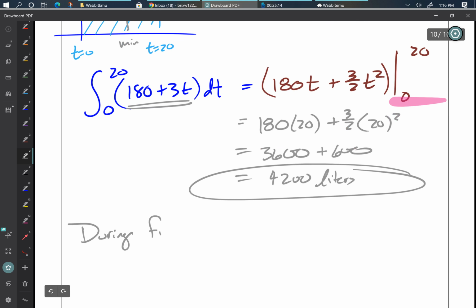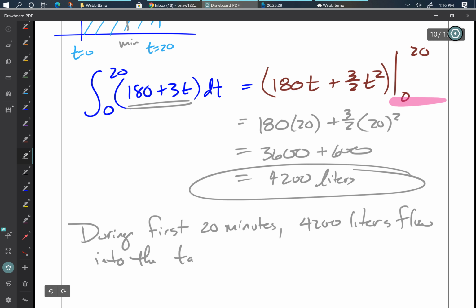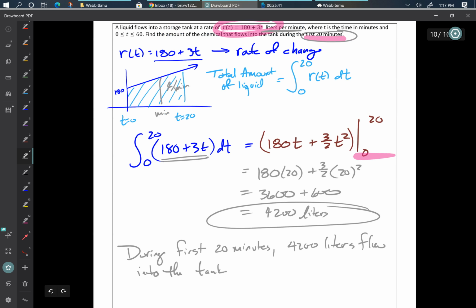So then the answer to the question is, during the first 20 minutes, 4,200 liters flow into the tank. And there we've got our, what is this? Oh yeah, this is the rate of change problem, our second example for rate of change. This brings us to the end of section 5.4. Next video will be section 5.5.